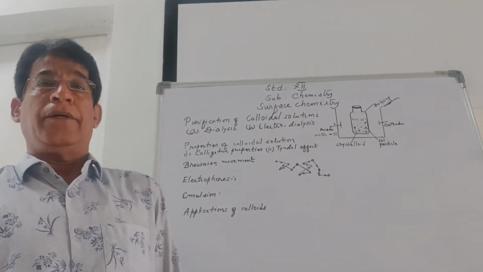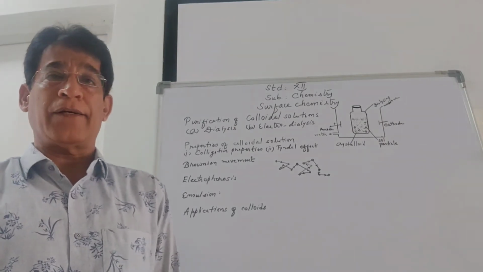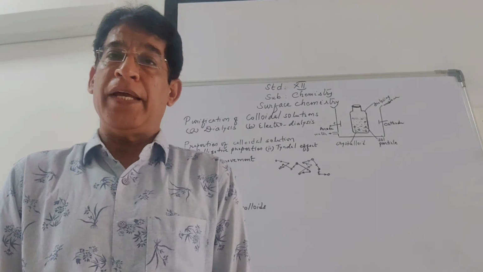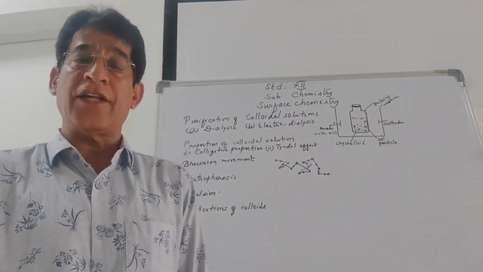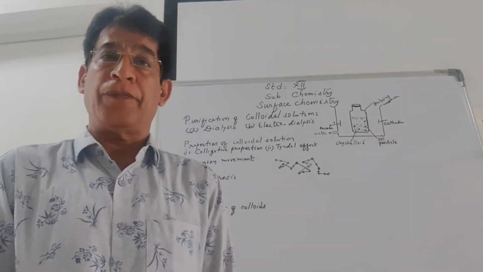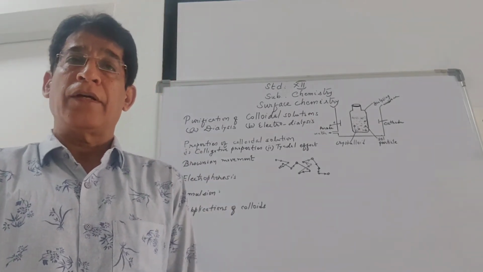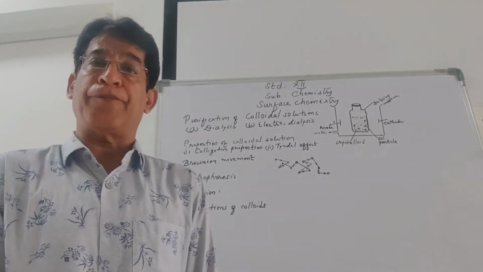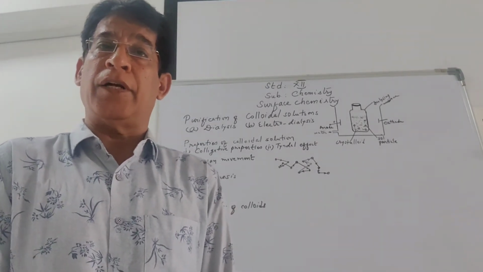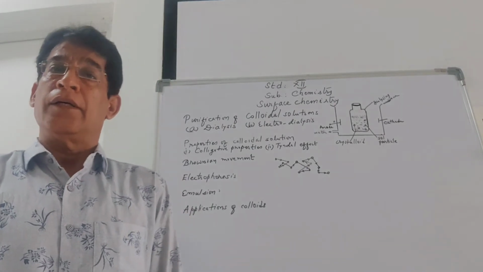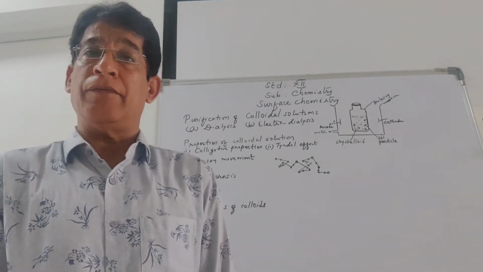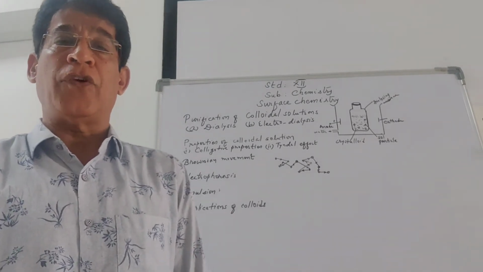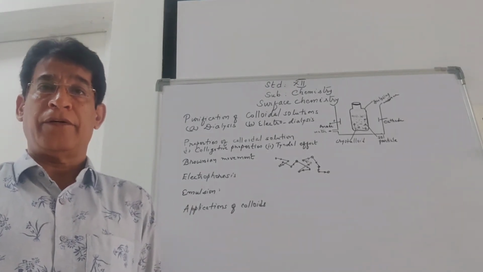Now, new topic, nature of emulsifier. Different emulsifiers may act differently in the case of a particular emulsion. For example, sodium oleate is used to prepare oil in water emulsions. Magnesium and calcium oleates are used to prepare water in oil emulsions.